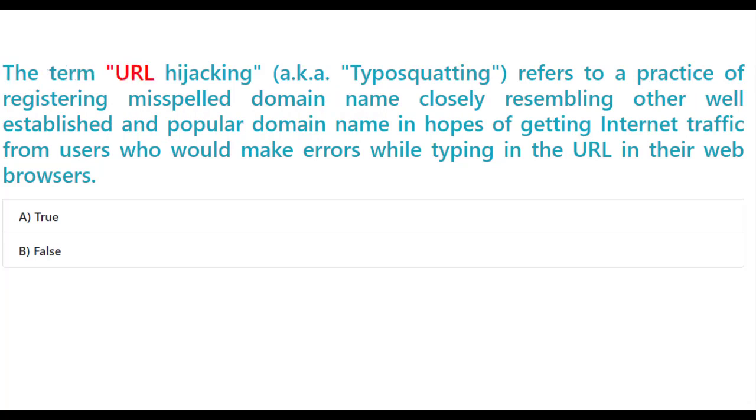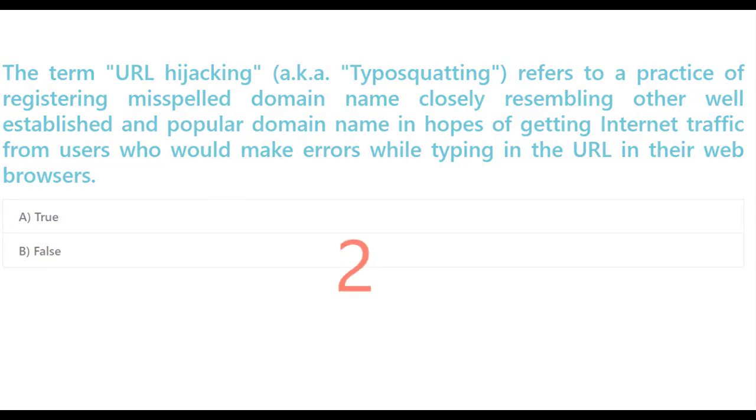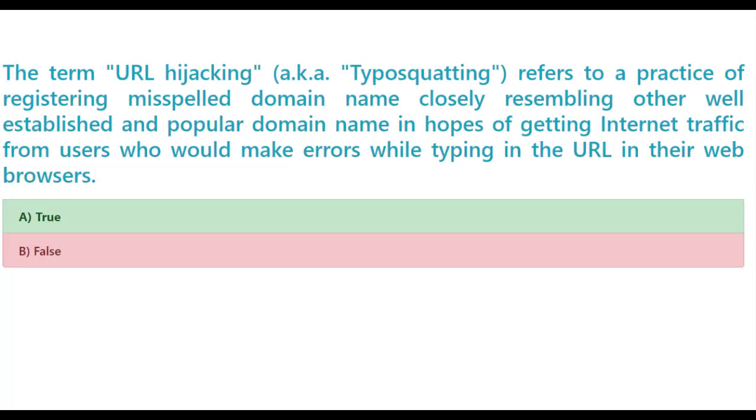The term URL hijacking, aka typo squatting, refers to a practice of registering misspelled domain name closely resembling other well-established and popular domain name in hopes of getting internet traffic from users who would make errors while typing in the URL in their web browsers. A. True. B. False. The correct answer is A. True.